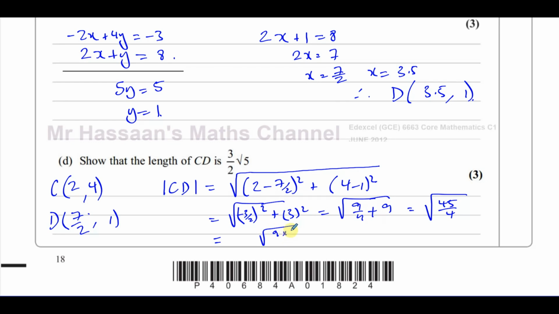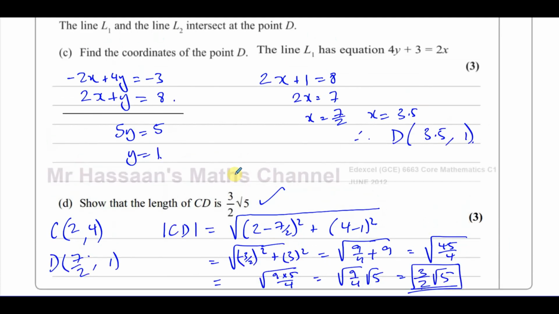So you have 9 times 5 over 4. Okay, so I can say that that's the square root of 9 over 4 times the square root of 5, checking out the perfect square factors. And the square root of 9 over 4 is 3 over 2, times root 5. So there we have the answer. The length of CD is 3 over 2 root 5. That's exactly what we had to show. And there we have the answer to part D.